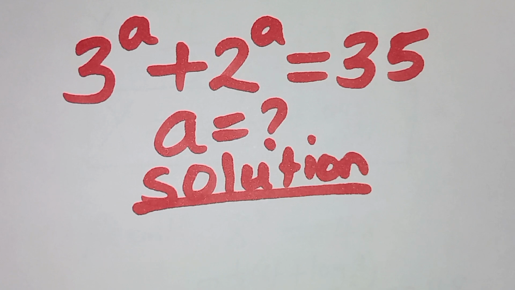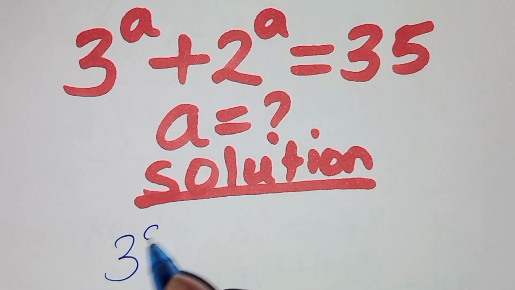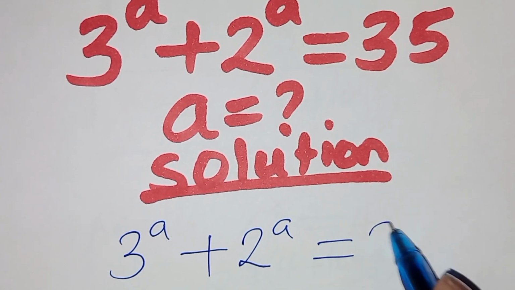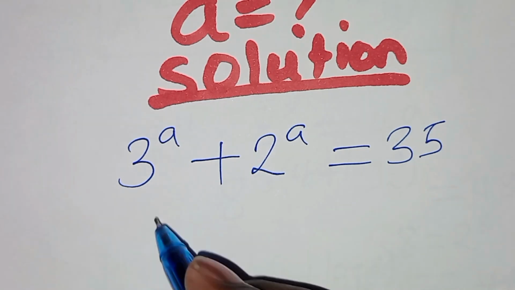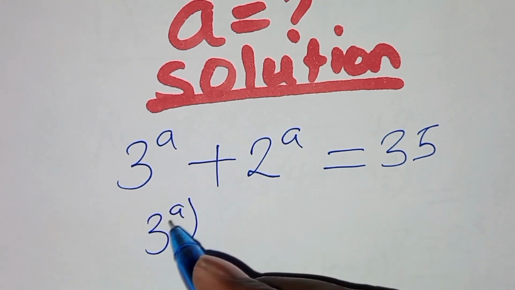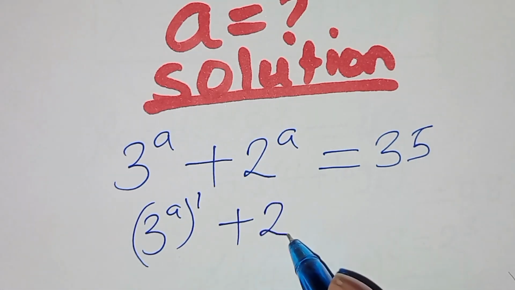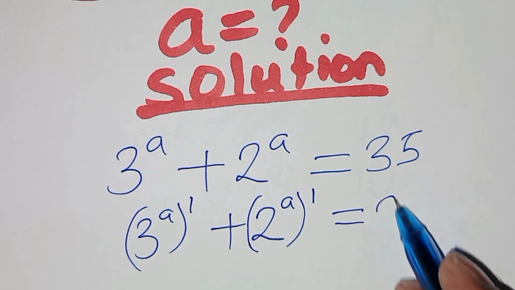Solution to this, we have that 3 to power a plus 2 to power a is equal to 35. We can express 3 to power a as 3 to power a raised to power 1, plus 2 to power a can be expressed as 2 to power a raised to power 1. This is equal to 35.